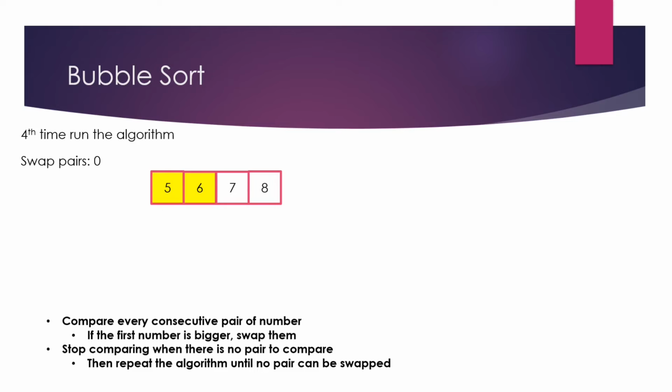Now, the 4th time, 5 and 6. 5 is less than 6, you don't have to swap. 6 to 7, you don't have to swap because 6 is less than 7. 7 to 8, 7 is less than 8, you don't have to swap them. Next to number 8, you can see there's no number. Therefore, you're going to stop comparing. And now, you're going to consider whether to repeat the algorithm or not. But you see this time, the swap pair is equal to 0. Therefore, the condition "no pair can be swapped" is true. So you stop the algorithm. Therefore, your algorithm is going to stop during the 4th time.